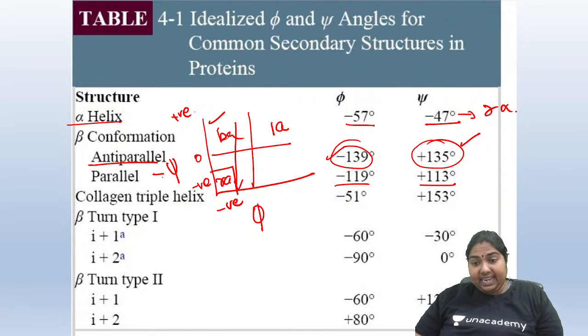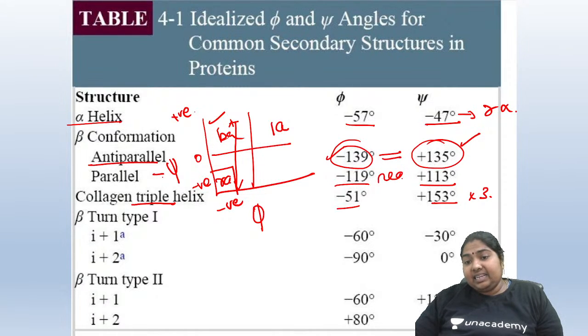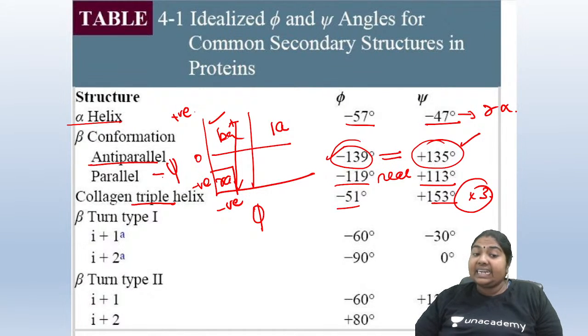Okay. Fine. Great. If it is going to be collagen triple helix, it comes under this quadrant. Like your beta sheet, but into 3. So this is equal in case of your anti-parallel, near in case of parallel, but 3 times in case of the collagen triple helix. So based on these values, you can easily deduce what type of thing is going to take place. Understood? Great? Fantastic. So the next one we are going to see is called beta turn.